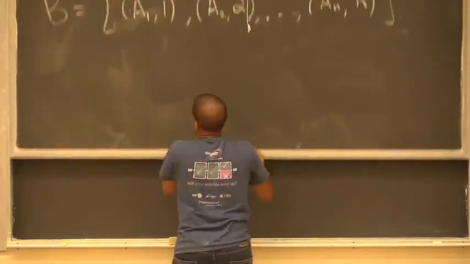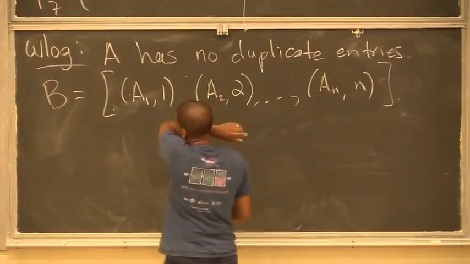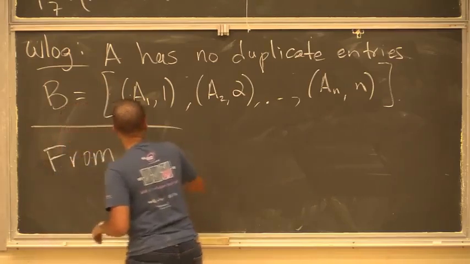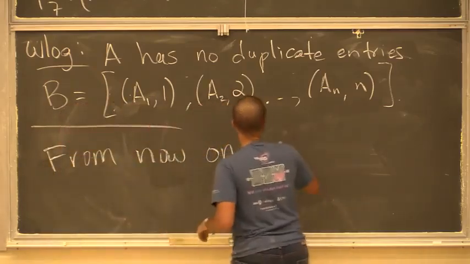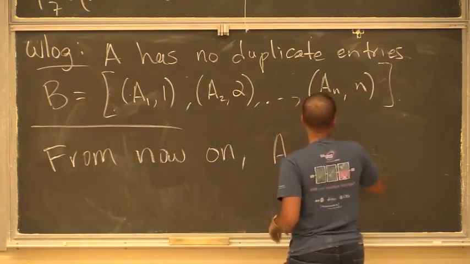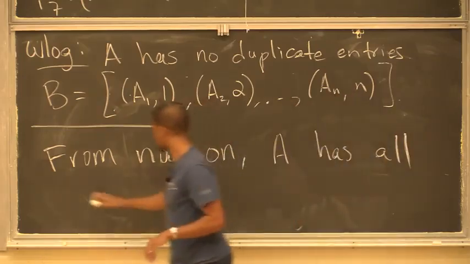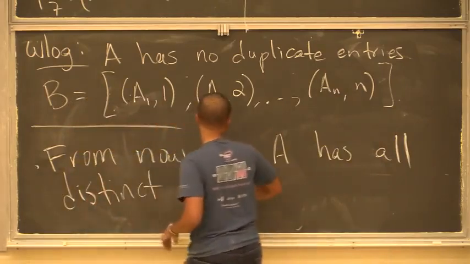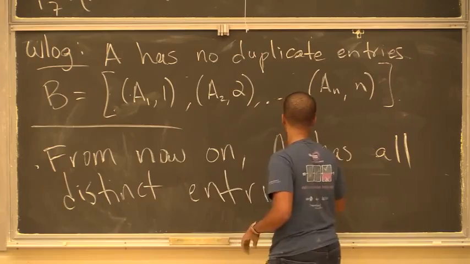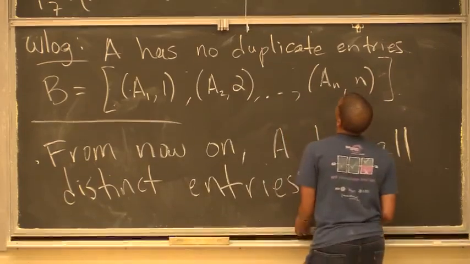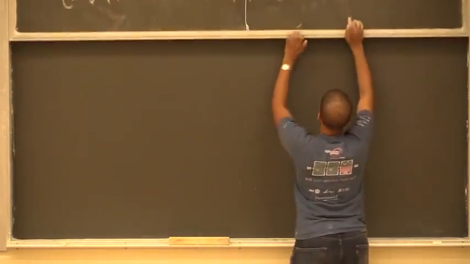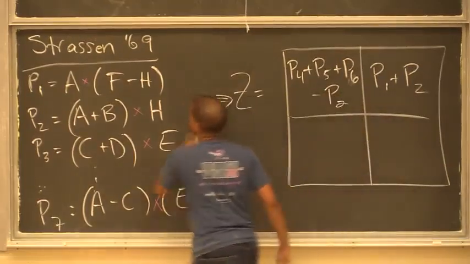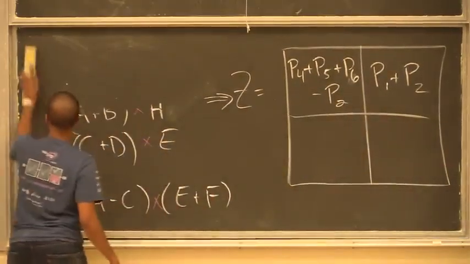Good. So from now on, A has all distinct entries. Okay, so now what's this algorithm going to be?